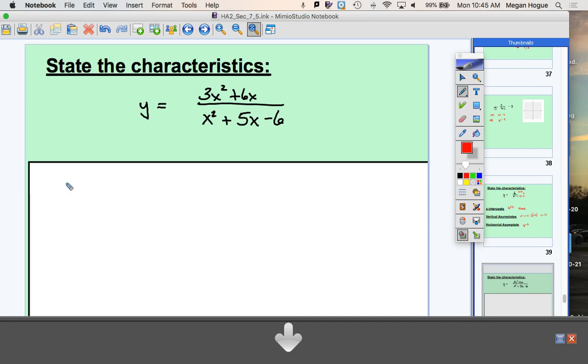All right, so what do I start with? X-intercepts. So x-intercepts, and I look at what part of the fraction? The top. I'm even going to factor maybe as I go down to this line. So I'm going to pull out a GCF, 3x, leaves me with x plus 2. So that means x equals 0, x equals negative 2. Those are my x-intercepts.